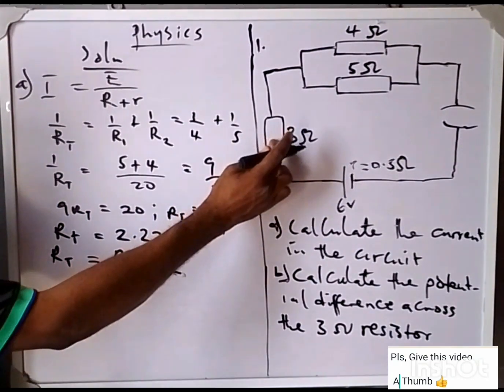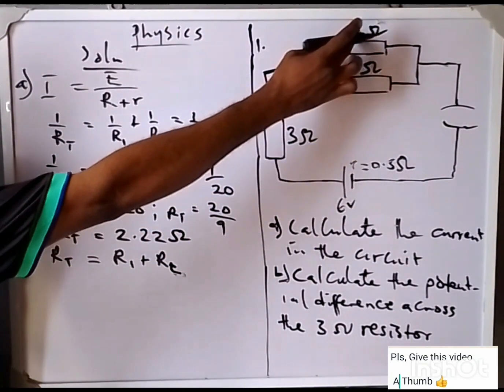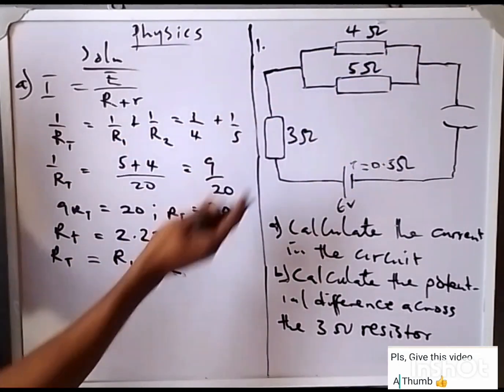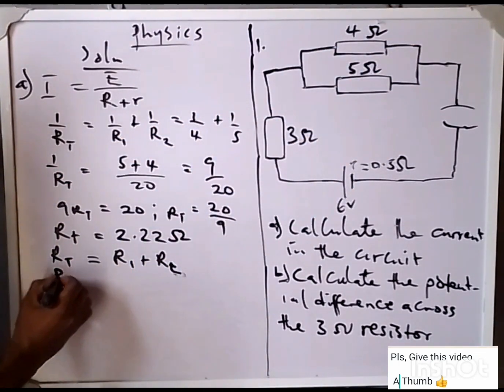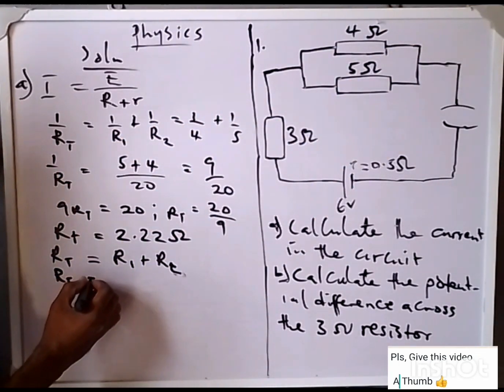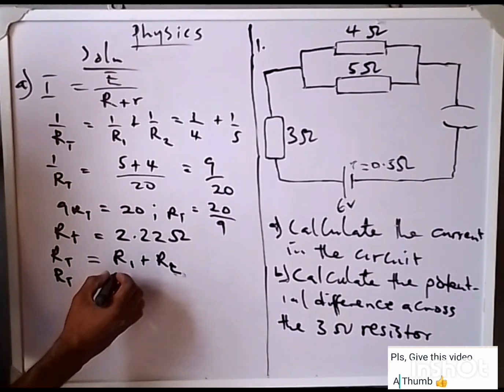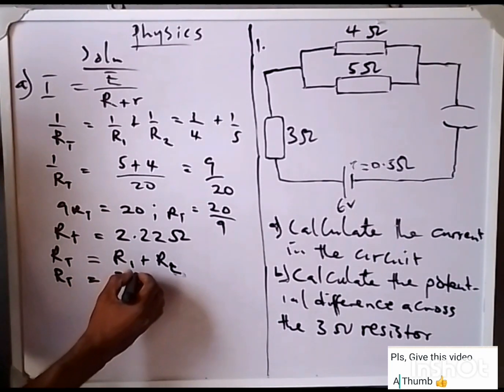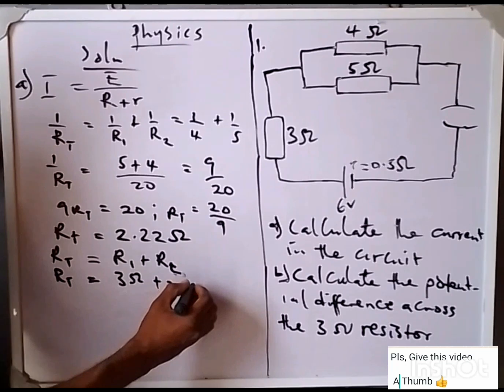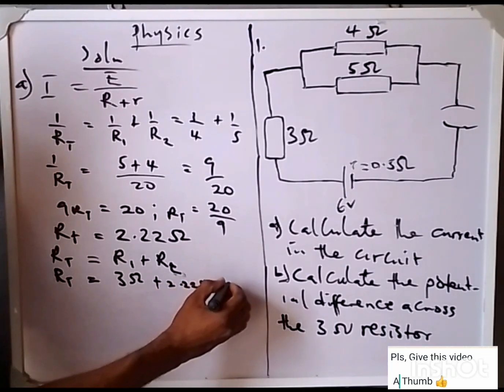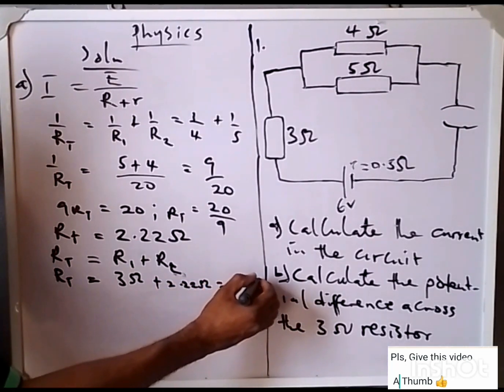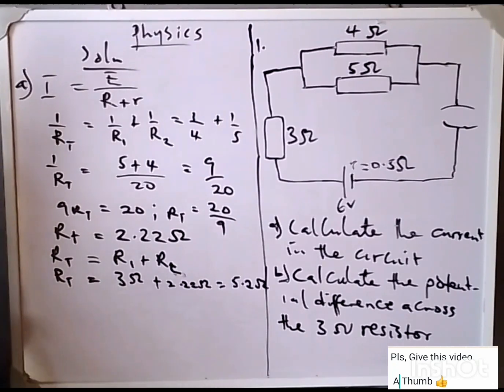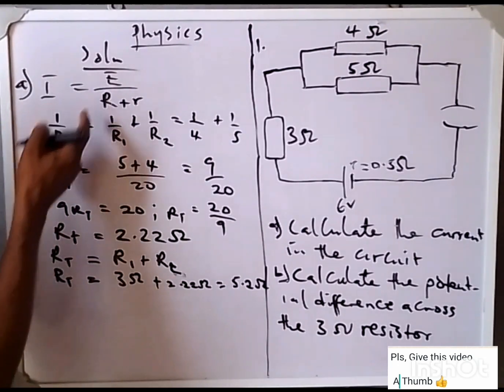R1 is this now. Then when having resolved this one, it becomes rt. So we can say that RT is equal to 3 ohms plus 2.22 ohms, which is equal to 5.2 ohms. So we have 5.2 ohms as our total resistance of the resistors.